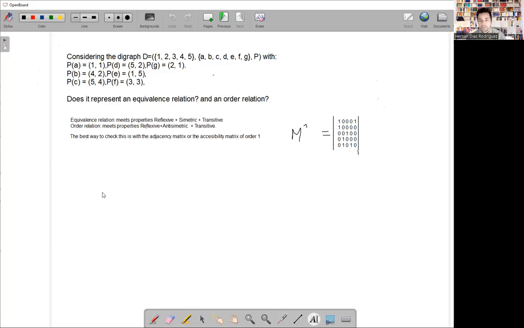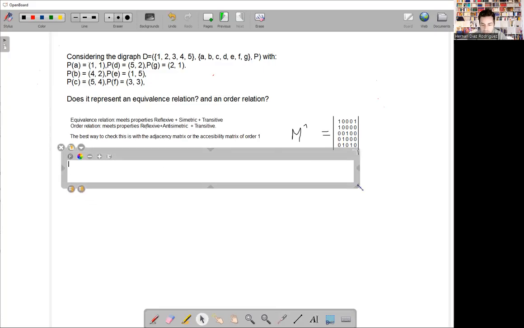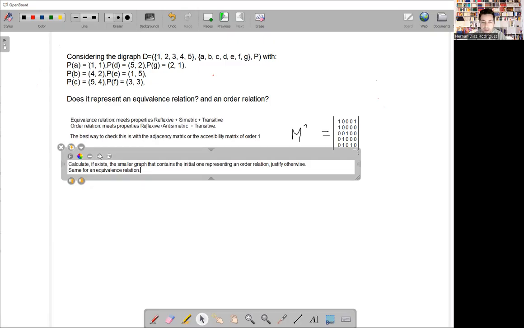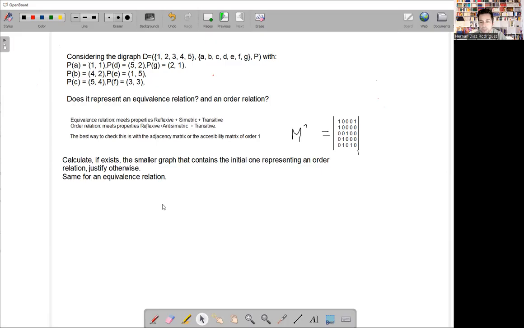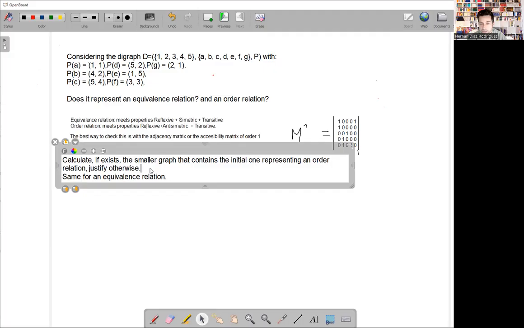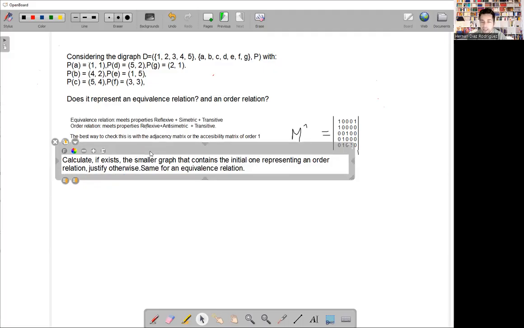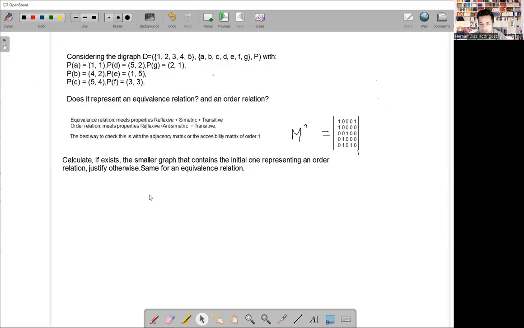So now we have a second question, and the second question is, calculate, if it exists, the smaller graph that contains the initial one representing an order relation, and justify otherwise, right? And the same for an equivalence relation. So let's start with the order relation.